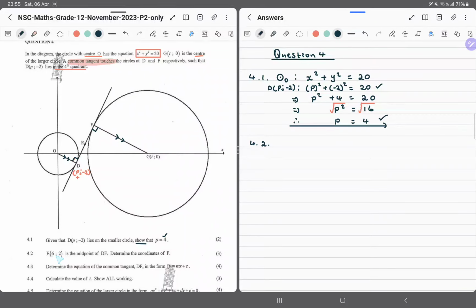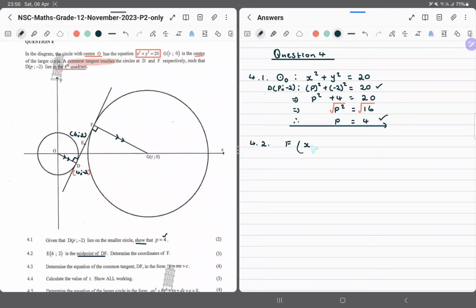4.2 says E with coordinates 6 and 2. Now, this is giving us the good vibes because we needed extra information. In fact, we can update those coordinates now. This is 4 and minus 2. Okay. So we are told that E with those coordinates is the midpoint of DF. Now we are to determine the coordinates of F. So you can see with extra information it becomes easy to proceed.